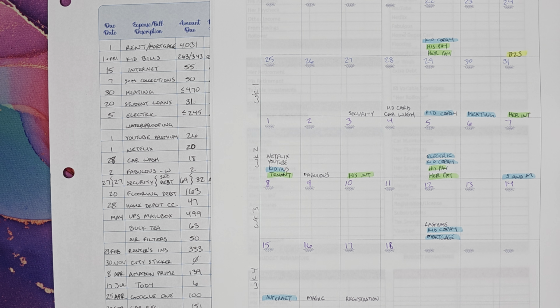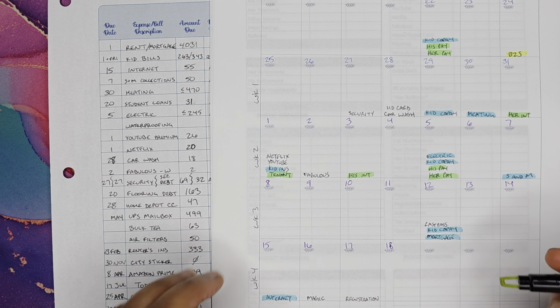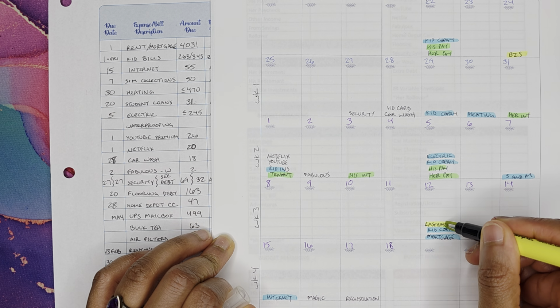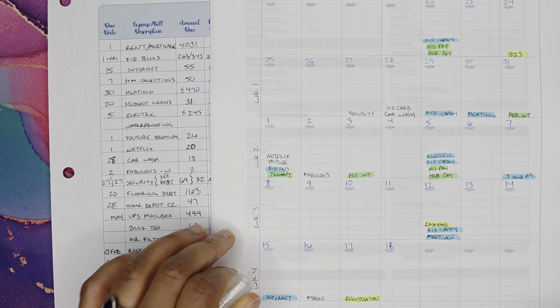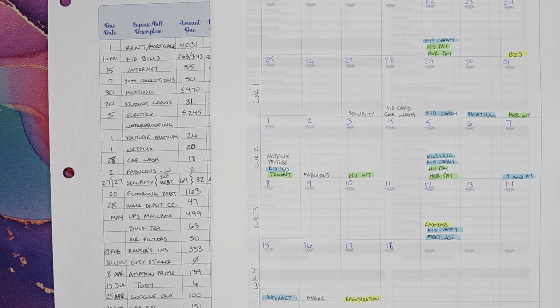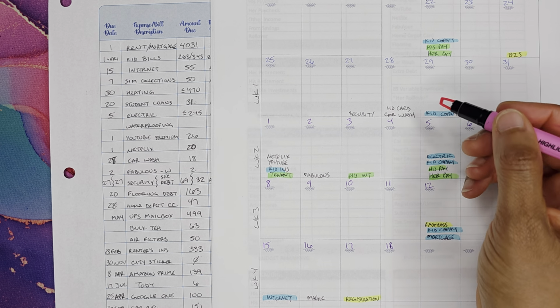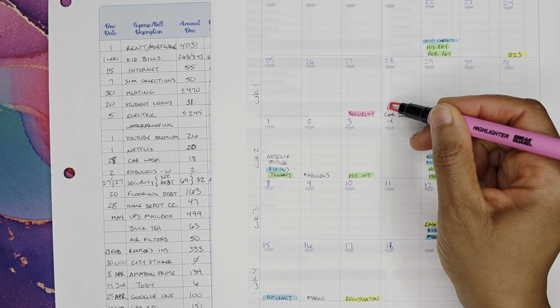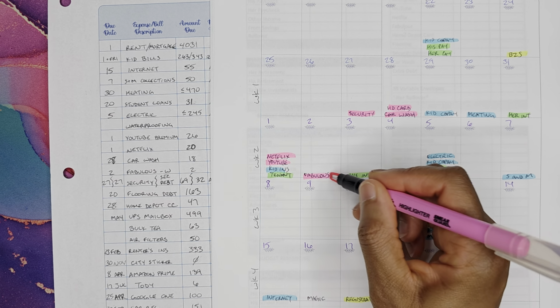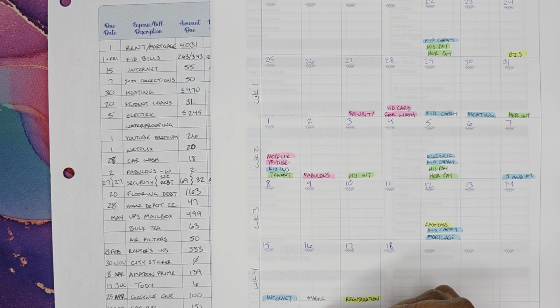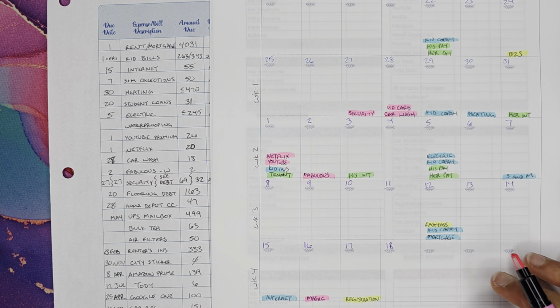So before I forget, I am going to highlight LastPass in yellow because that's coming from savings, and registration also in yellow because that's also coming from savings from a sinking fund. And then the rest will be pink. So we have security, Home Depot card, car wash, Netflix, YouTube, Fabulous, and Magic.